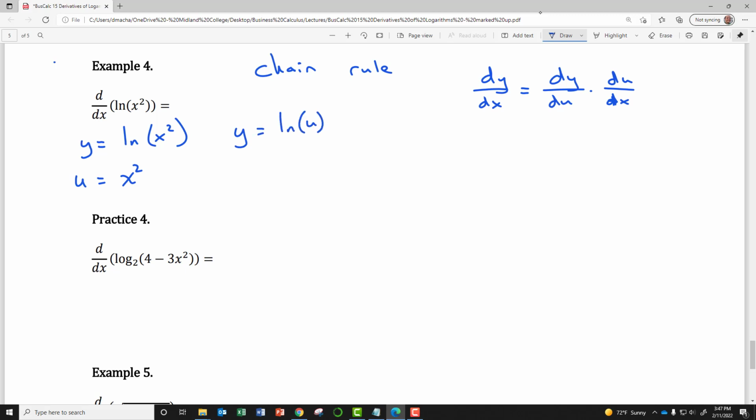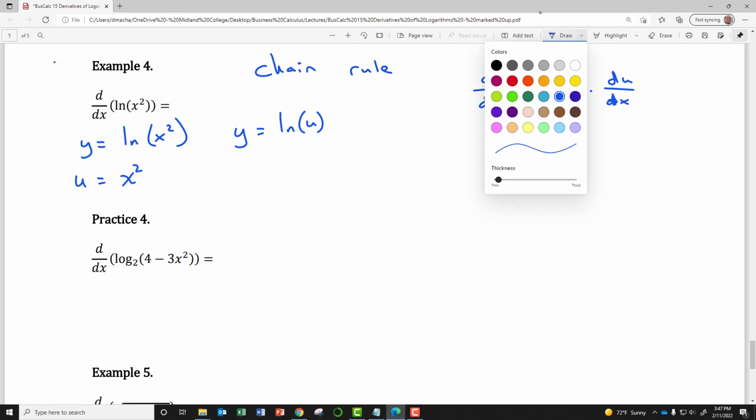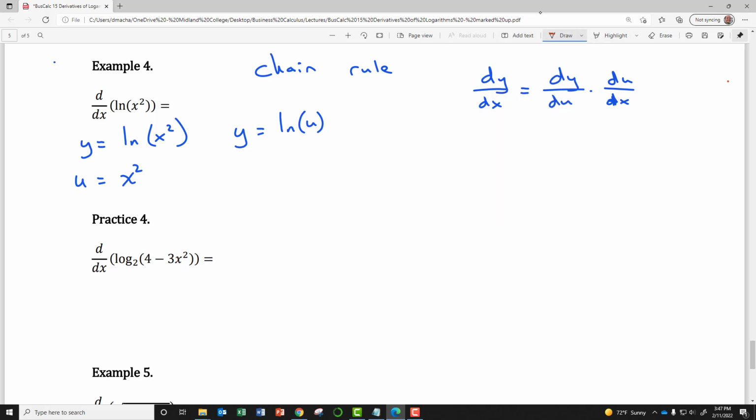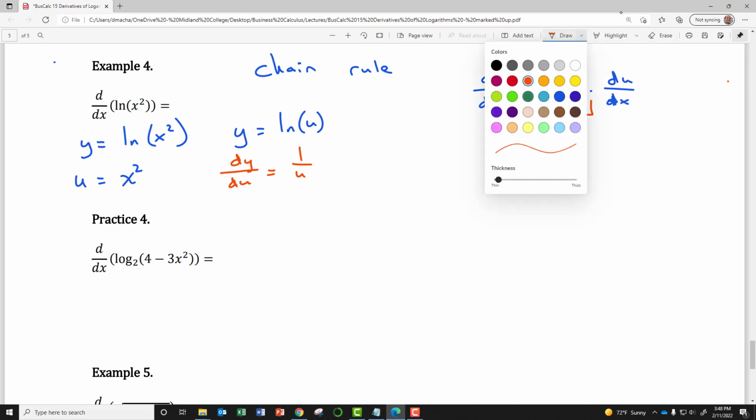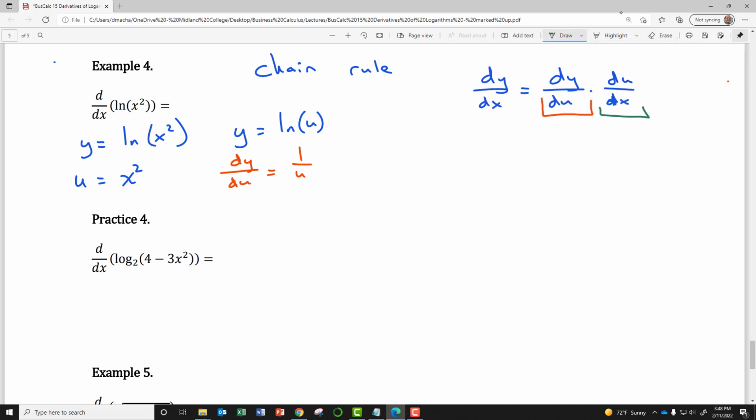And that's pretty good. Now let's find first the derivative of y with respect to u. And so the derivative of y with respect to u is just the derivative of the logarithm, which is going to be 1 over u. And now let me find the derivative of u with respect to x. And so du dx is just the derivative of x squared, so that's 2x.